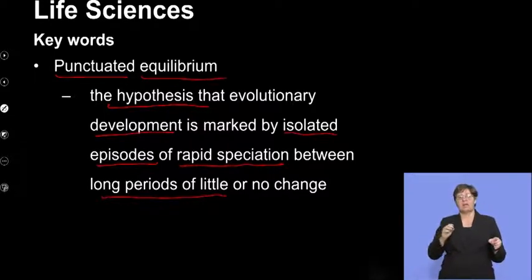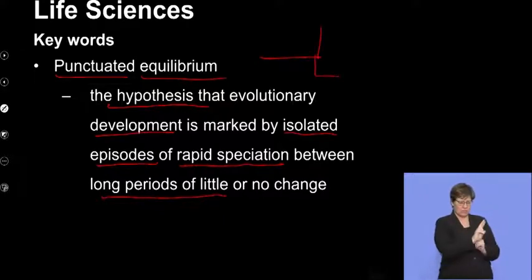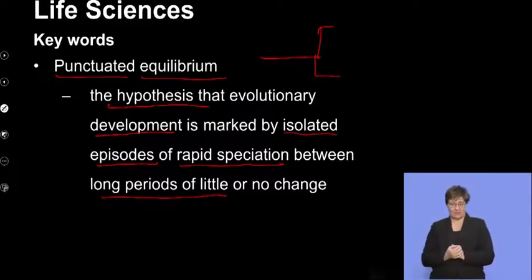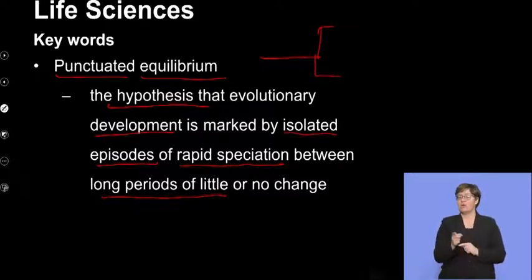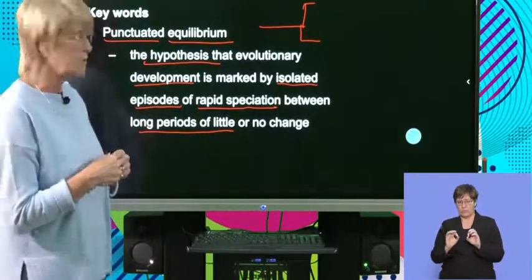So in other words, during long periods of time, there might be a sudden change, and you get speciation happening. Basically, punctuated equilibrium is long periods of time that are punctuated or broken by shorter periods where rapid change occurs, and that's where we see organisms changing.